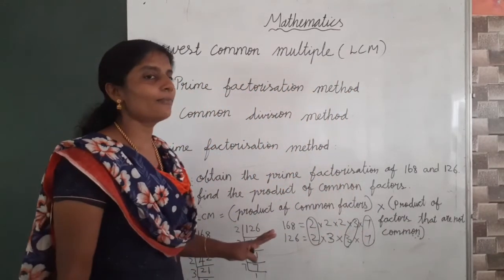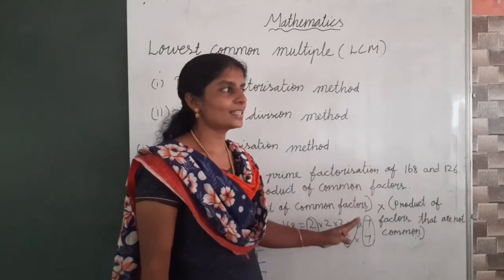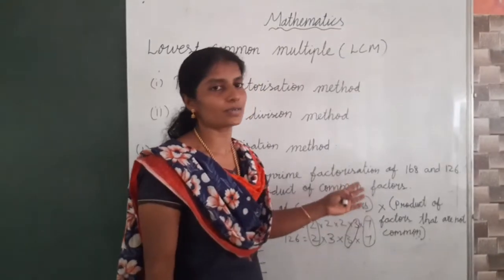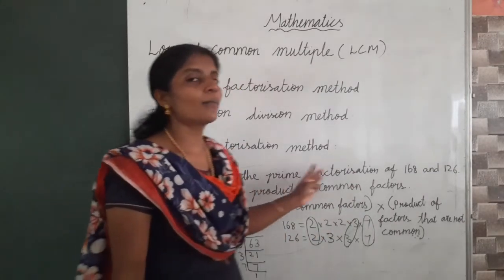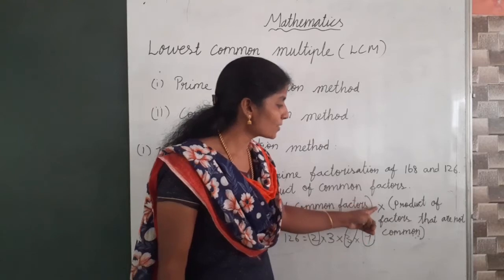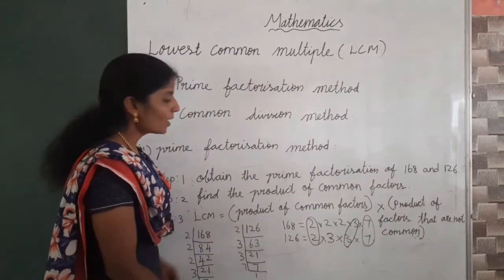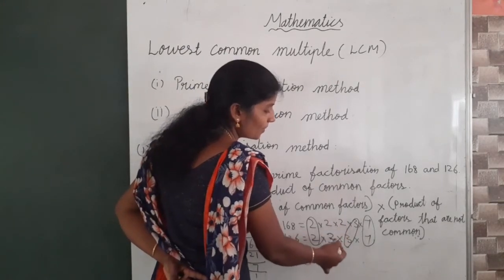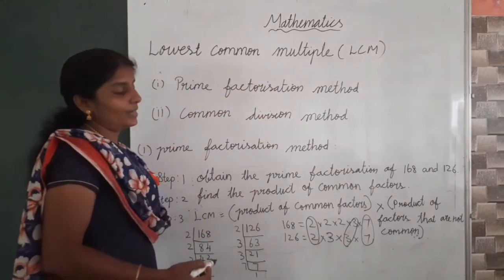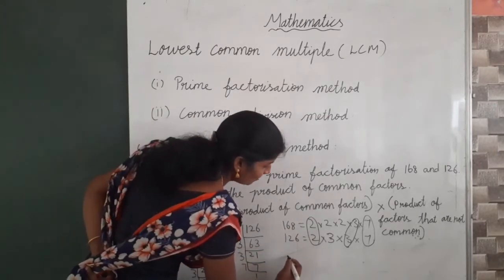Okay. HCF means we find the product of common factors. That is the HCF of those numbers. Isn't it? But LCM means product of common factors into product of factors that are not common. What are the not common factors? Those factors, these numbers also we can find. We can multiply. Okay. Now here how can you find the LCM?